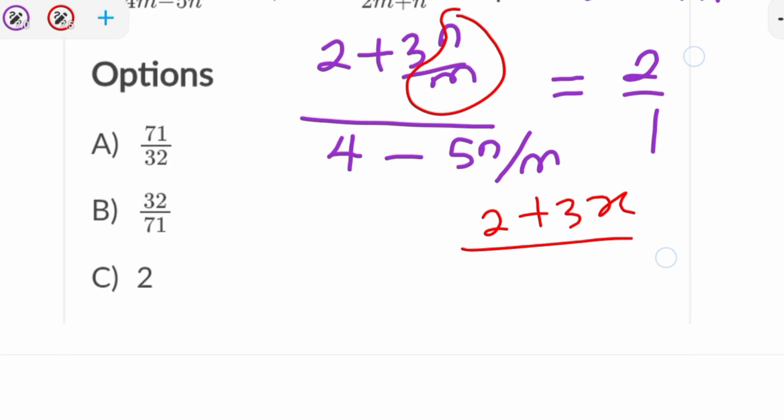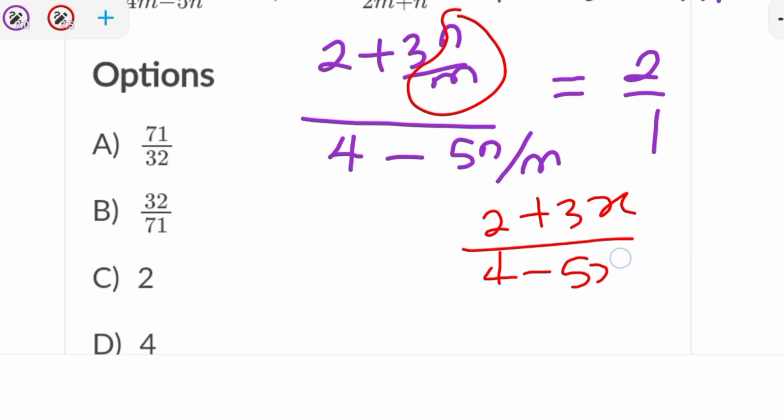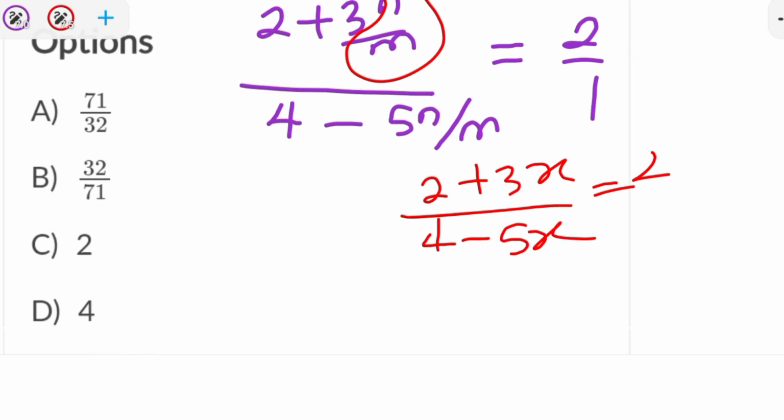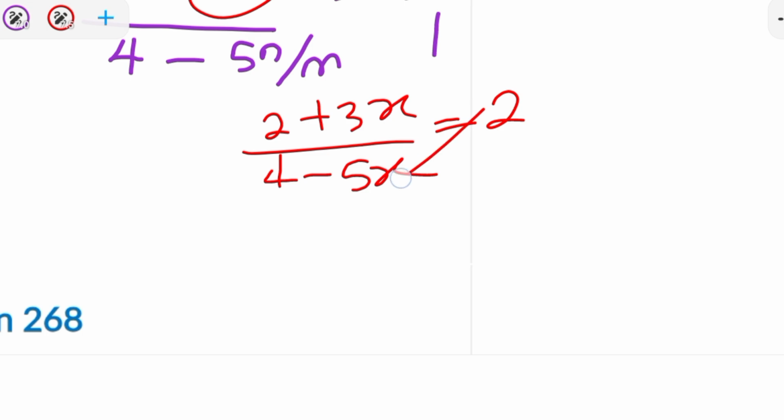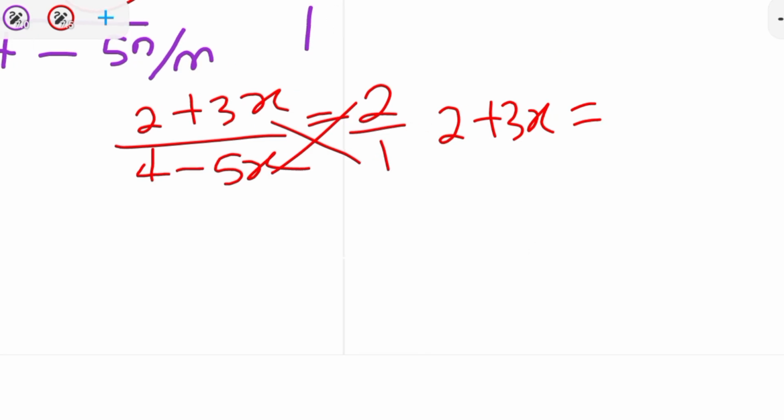Divided by 4 minus 5x is equal to 2. So I'll just quickly solve this equation. If I solve this, I'll cross multiply. This will give me 2 plus 3x is equal to 8 minus 10x, when you expand it. Then collect like terms: 2 minus 8 will give you minus 6.